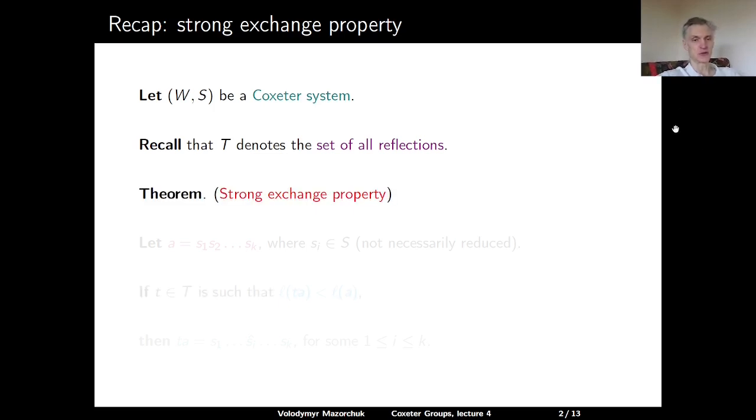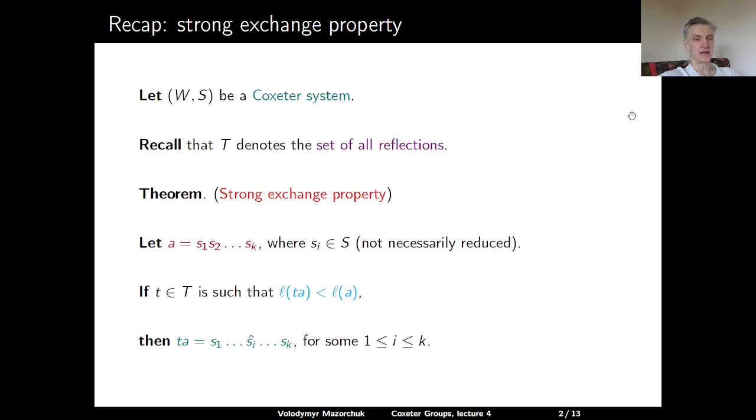The theorem, which is called the strong exchange property, asserts the following. Let a = s1 s2 ... sk be an expression for a, not necessarily reduced, where all si's are generators from the set of simple reflections S. If t is a reflection such that the length of ta is strictly smaller than the length of a, then ta can be obtained from this expression by deleting one letter.